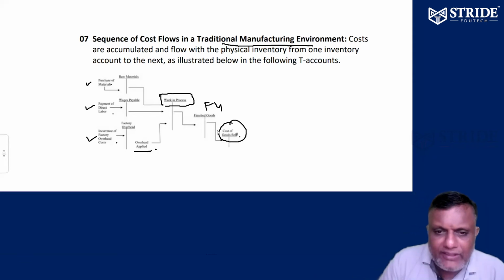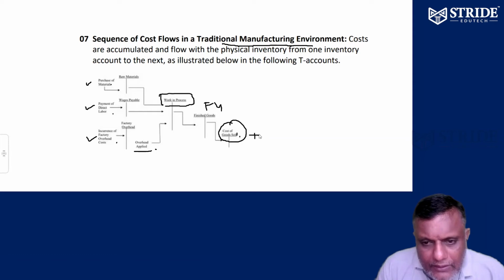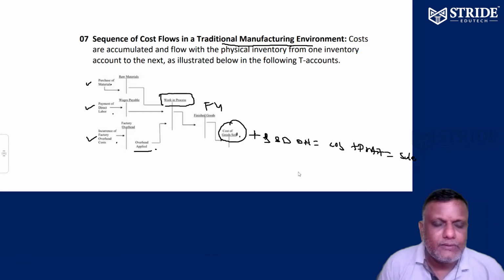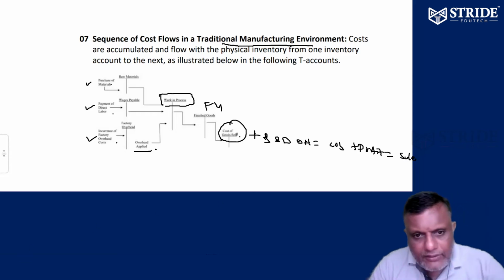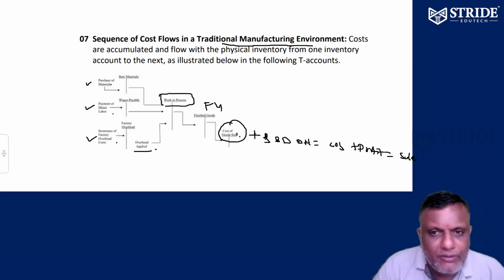The cost of goods sold plus selling and distribution overheads gives you the cost of sale. Cost of sale plus profit is equal to sale. It is the same as the cost sheet, just in a cost flow chart format.